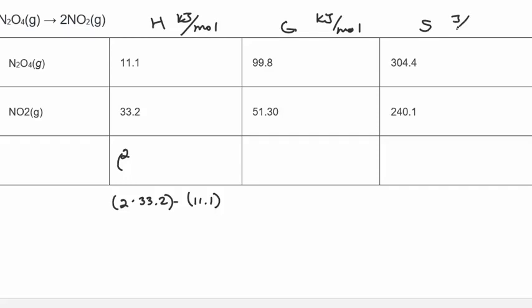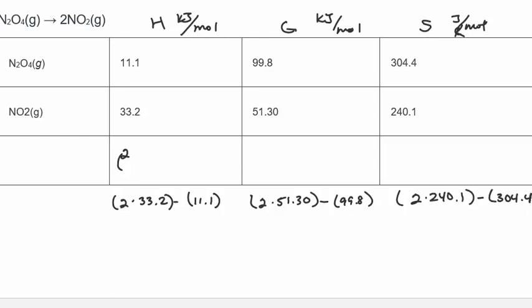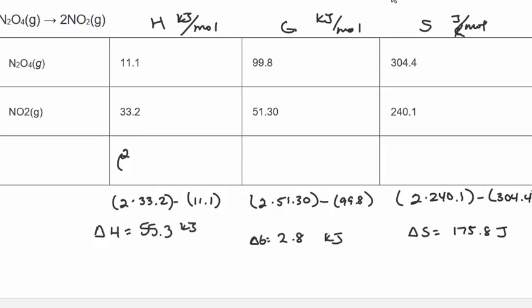So I'm going to just work this out quickly here. I use the same structure, 2 times my product minus my reactant. And for this as well, 2 times my product minus my reactant. So these are the values I get. I get a delta H of 55.3 kilojoules, a delta G of 2.8 kilojoules, and a delta S of 175.8 joules. So I type all of those answers in here.